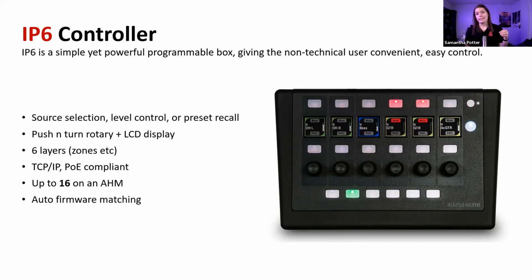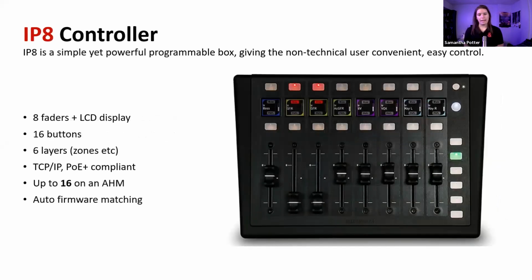And we can have up to 16 of these on an AHM. And then we've got the big brother, this big one. This is the IP8. It's got 8 motorized faders on it. We still have 16 of those buttons up top, and we have 6 layers across the bottom. You don't have to use them as layers, but we could.